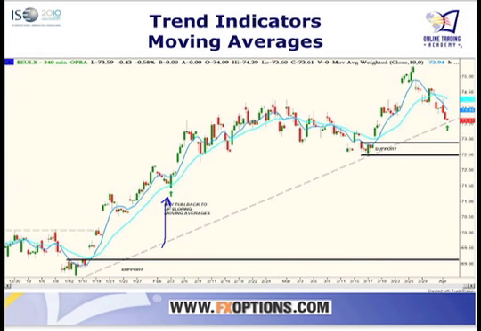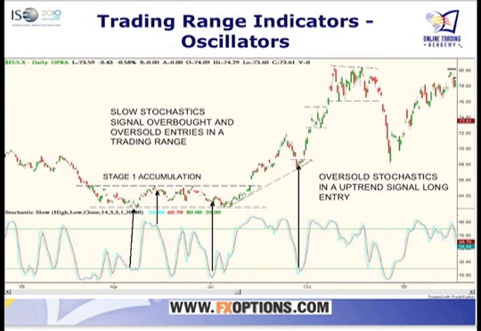Here's our oscillator, which is our trading range indicator. This is something called a slow stochastic. I have a stage 1 accumulation phase, which means I get overbought when I get up to the top of the channel and I get oversold when I get down to the bottom. So I have the opportunity to use these signals to enter trades here.